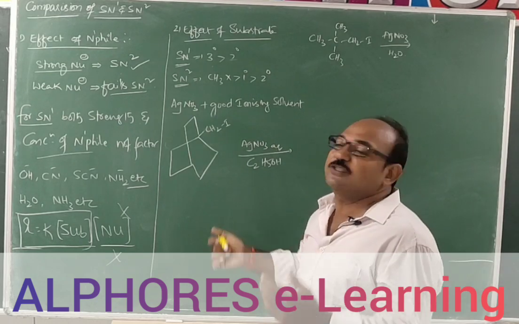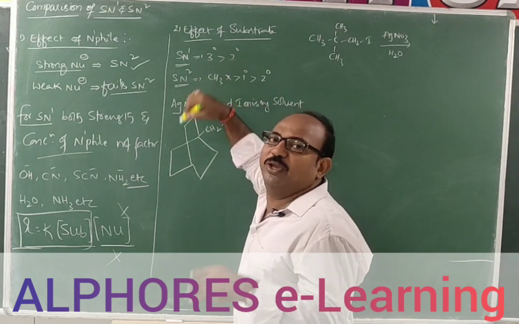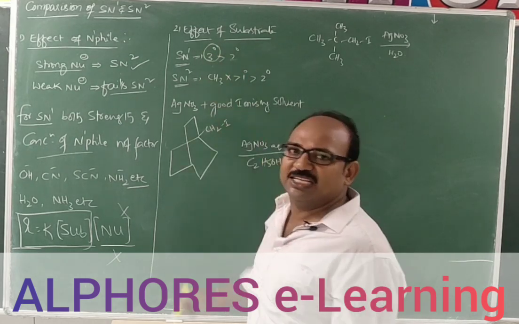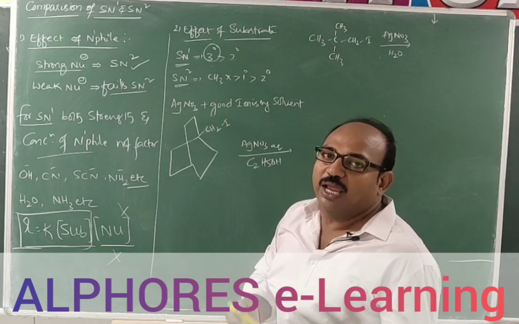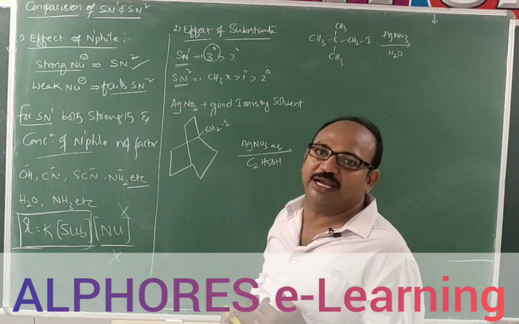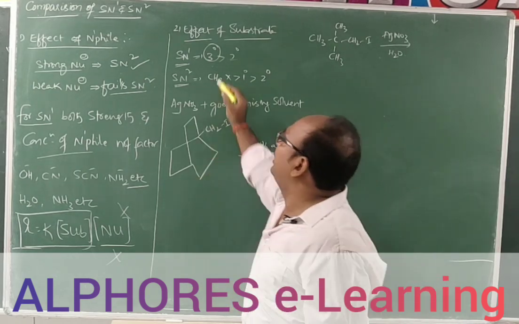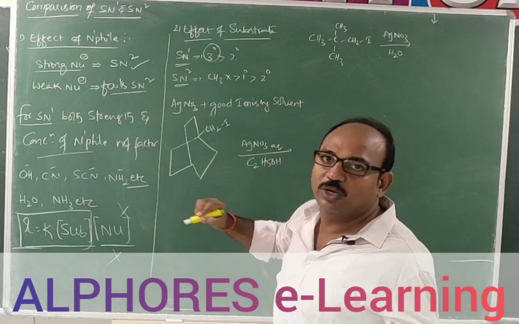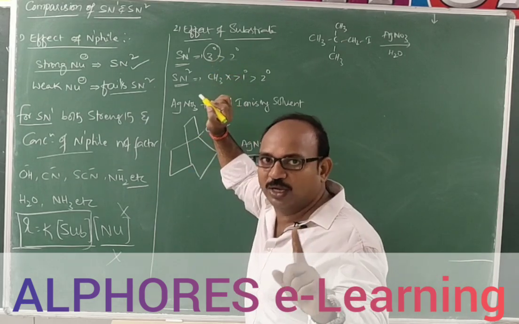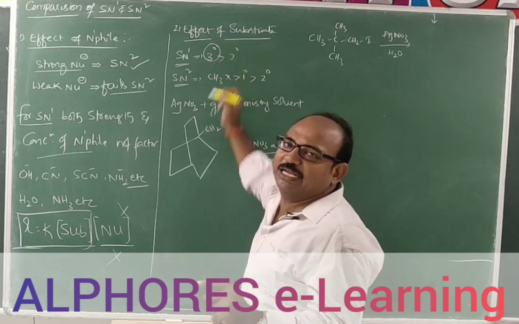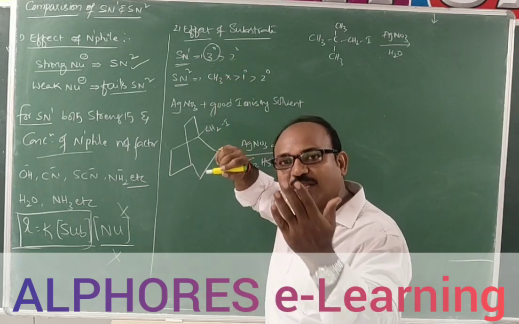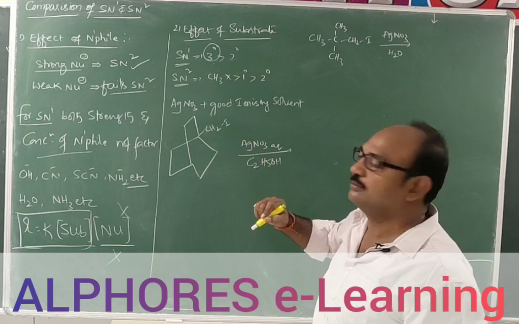Tertiary gives a more stable carbocation, so no doubt SN1, and because of steric hindrance, attack of the nucleophile from the rear side is highly difficult. That's why tertiary does not participate in SN2, it participates only in SN1. So in order of reactivity, tertiary is more than secondary because the tertiary carbocation is more stable than the secondary carbocation.